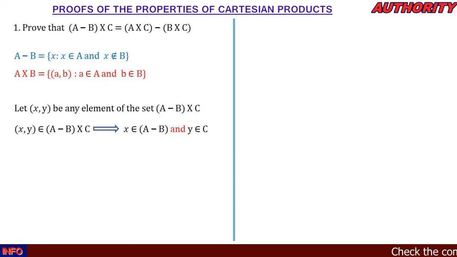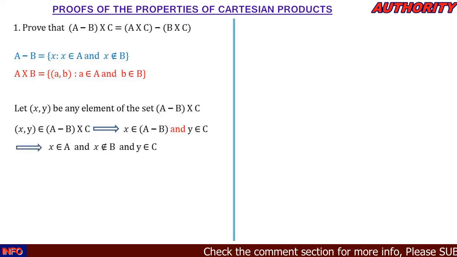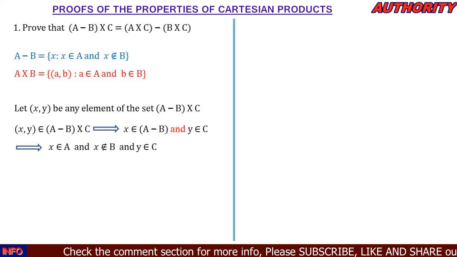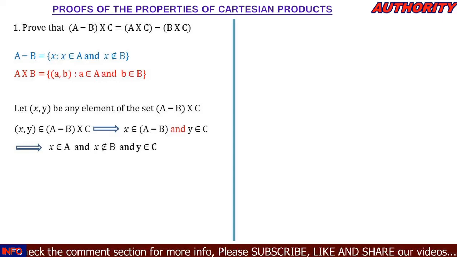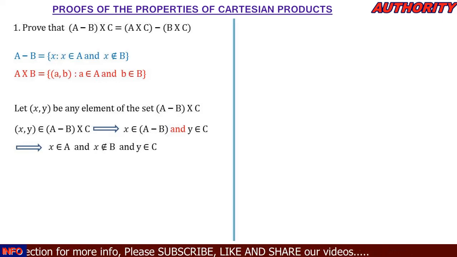So in the first part, we said x exists in the set A difference B. What does it mean? It implies that x exists in A and x does not exist in B. That is difference. You get it right? Okay, and then we have y exists in C. Yes. Now let's look at what we have in the right hand side. That is where we are going to.